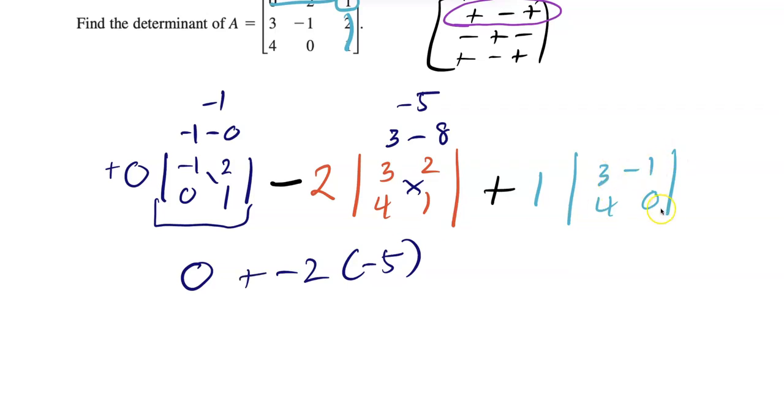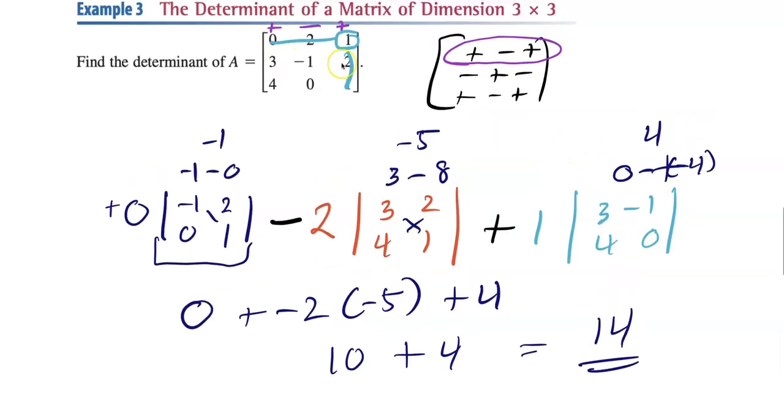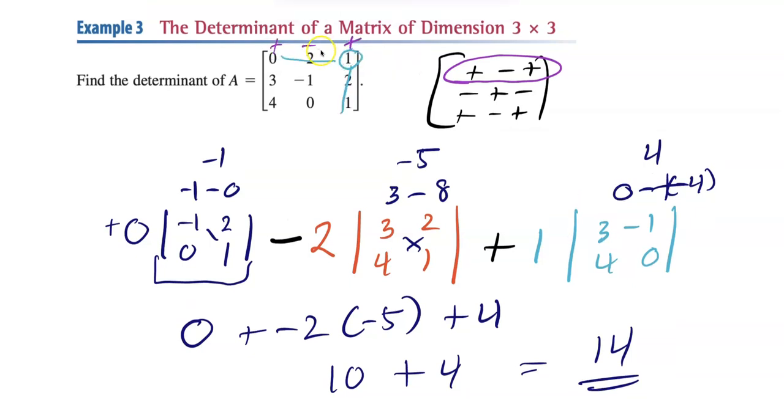Over here, 3 times 0 is 0, minus -1 times 4 is -4. So 2 negatives make a positive, I get 4, plus 4. So I get 10 plus 4, which is 14. That's the determinant of this 3 by 3 matrix, 14. So that's how you expand by cofactor. Now we did the top row, but you can do any column or row.